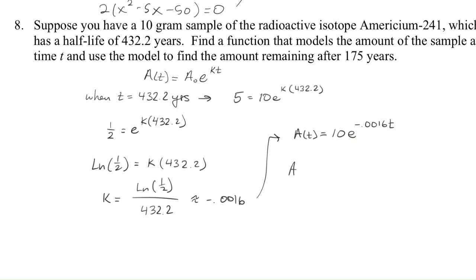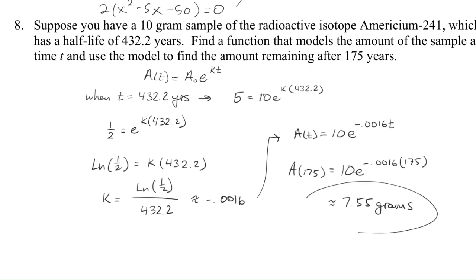We're just going to keep using years. So the amount after 175 years is found by placing 175 years in for t. And that leaves us approximately 7.55 grams.